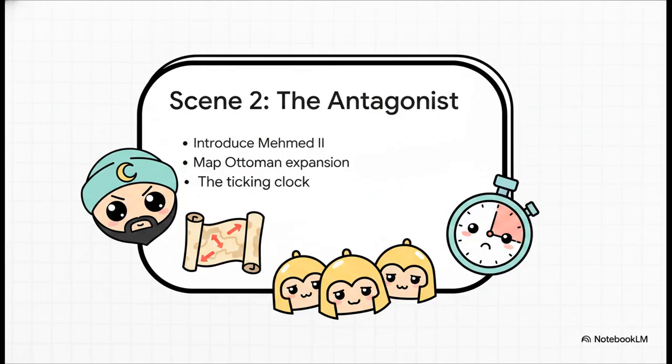Then, right at the 45-second mark, the prompt smartly shifts focus. In Scene 2, we meet the antagonist of this narrative, Sultan Mehmed II. He's described here as the young Ottoman ruler, utterly determined to capture the city. The visual instructions instantly pivot from those glittering domes to maps of Ottoman expansion and a massive army preparing for a siege. The conflict is looming now, and the clock is officially ticking.